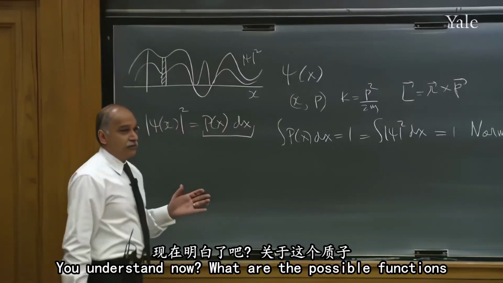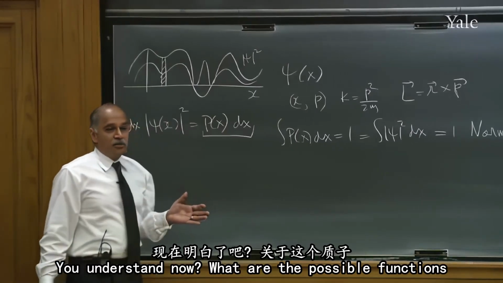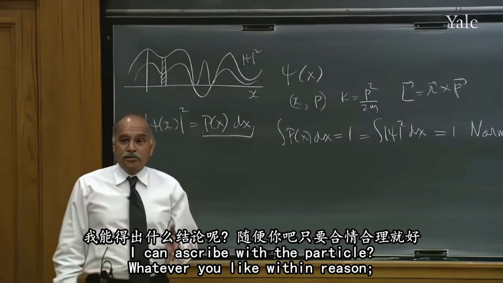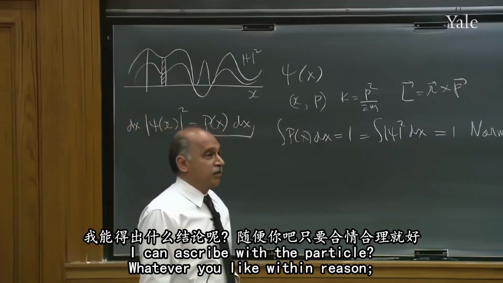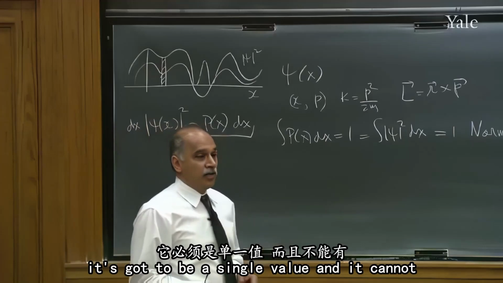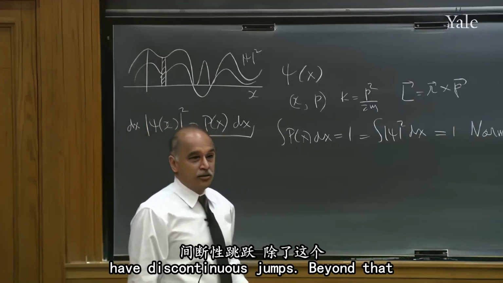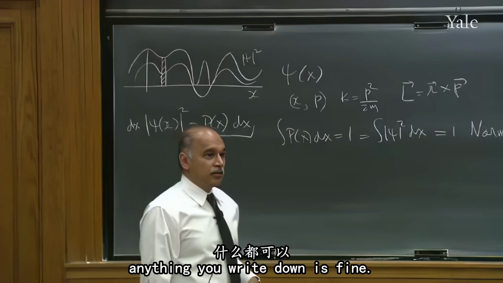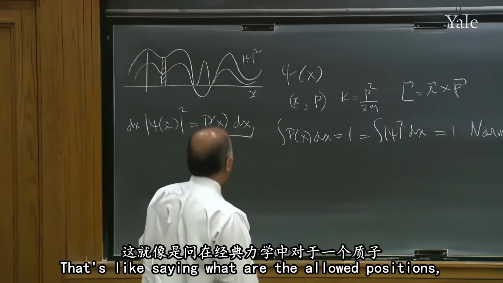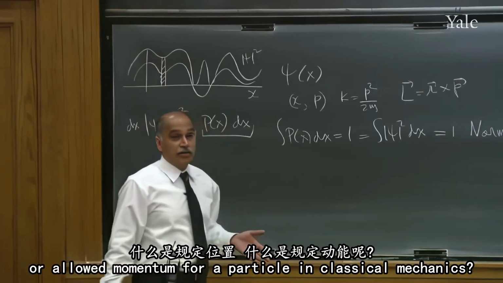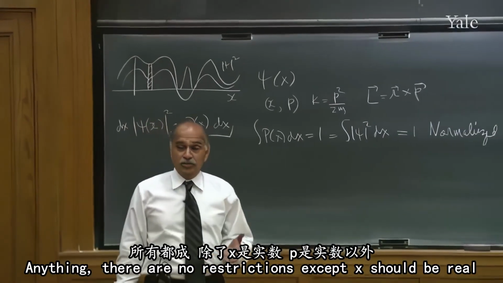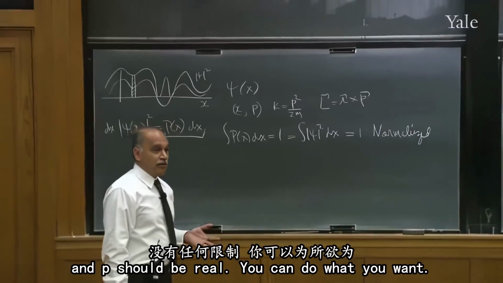You understand now? What are the possible functions I can ascribe with a particle? Whatever you like. Within reason. It's got to be single valued, and it cannot have discontinuous jumps. Beyond that, anything you write down is fine. That's like saying, what are the allowed positions or allowed momentum for a particle in classical mechanics? Anything. There are no restrictions, except x should be real and p should be real. You can do what you want.